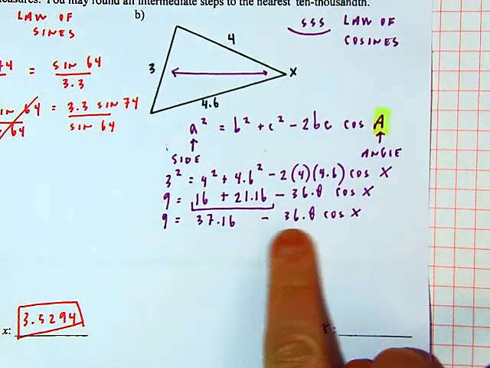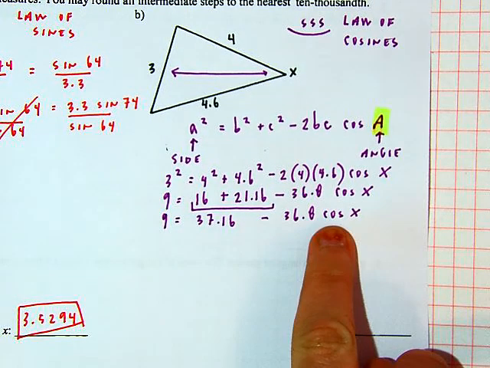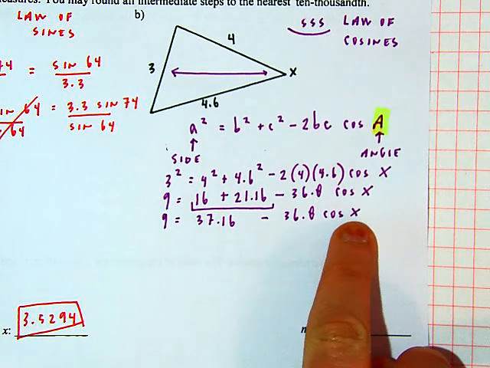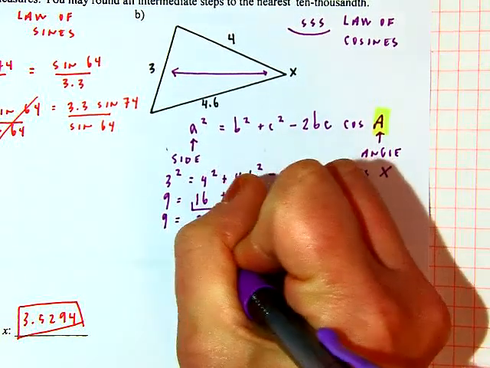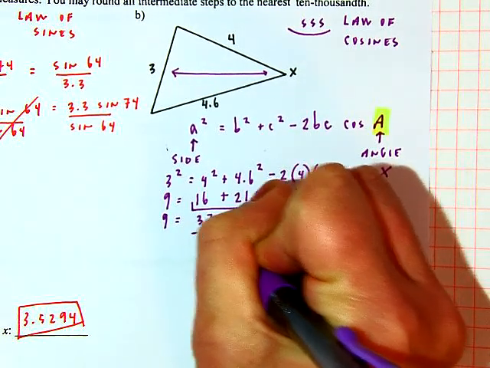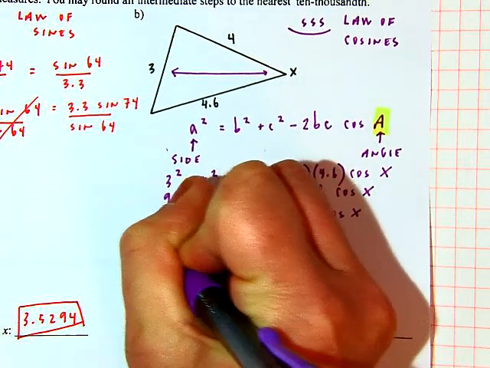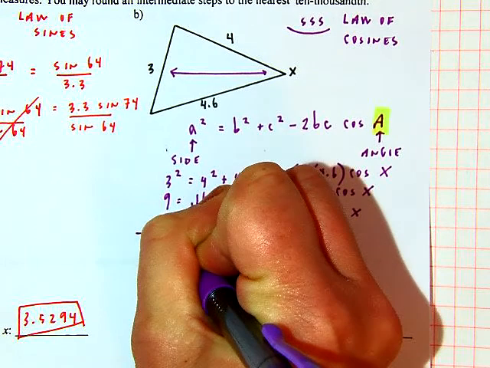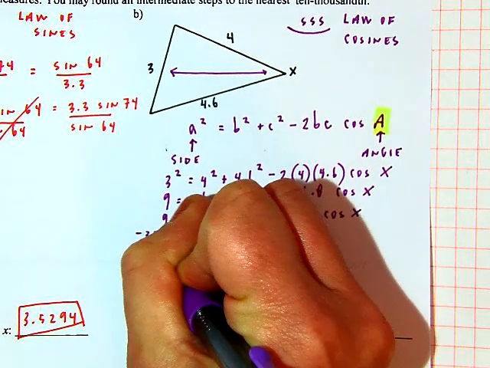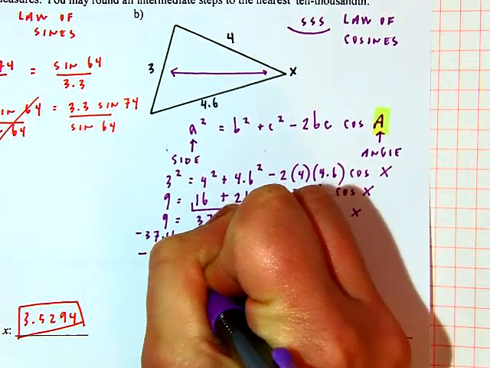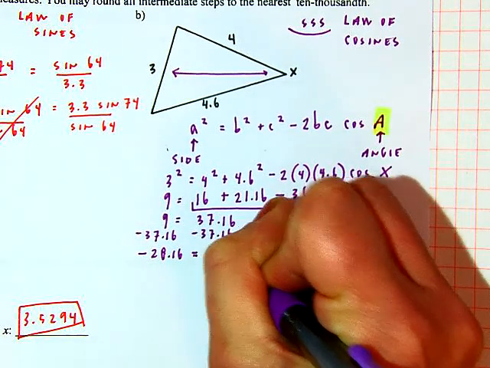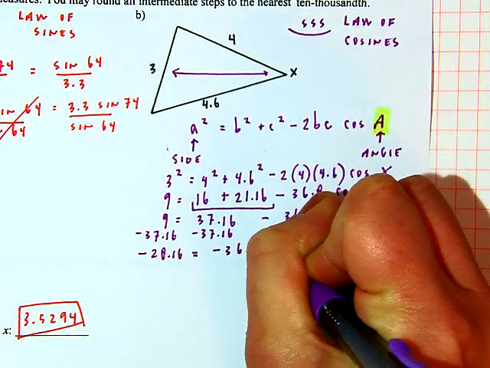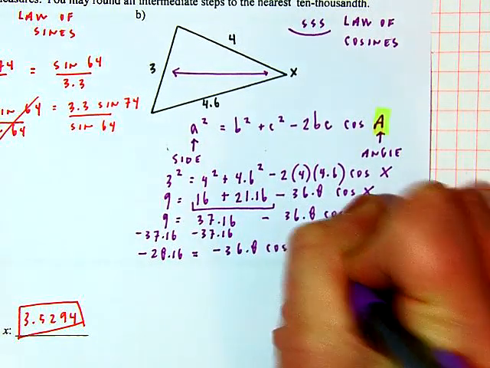So I can't combine any further because right here, this is a product. These are being multiplied. So I'm trying to get this part by itself. So I need to go ahead and take away the 37.16 from both sides. So I get negative 28.16 is equal to negative 36.8 times cosine x.